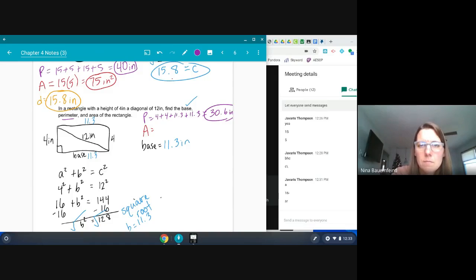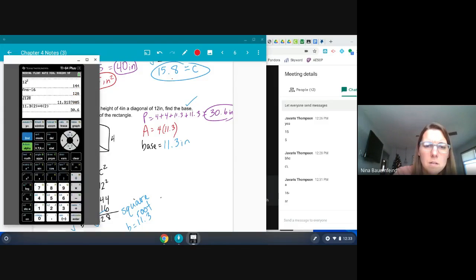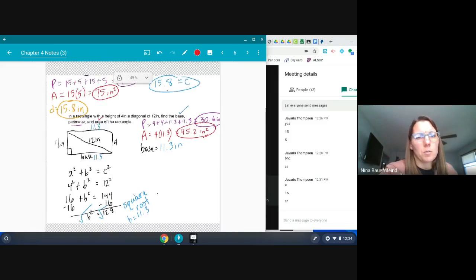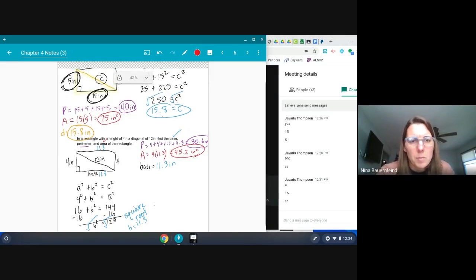inches. And then for our area, we do 4 times 11.3. 45.2 inches squared. All right, so we got the area then also. So we're all good then. There are some questions like this on the quiz about the rectangles.